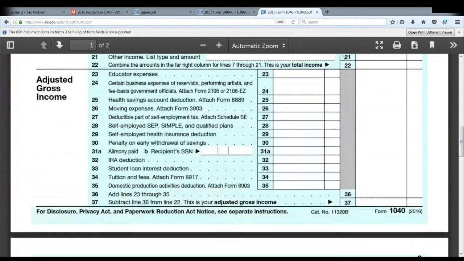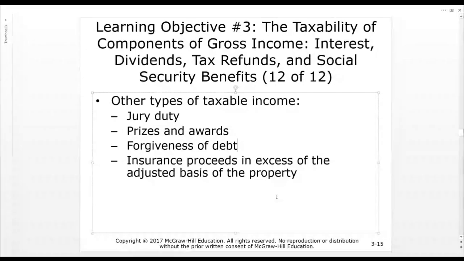Okay. So now let's go back here, and I'm going to go to the application. Okay. Insurance proceeds in excess of the adjusted basis of the property. Now, what's adjusted basis? Do we know what adjusted basis is? Okay. I'm going to give you an example of adjusted basis.